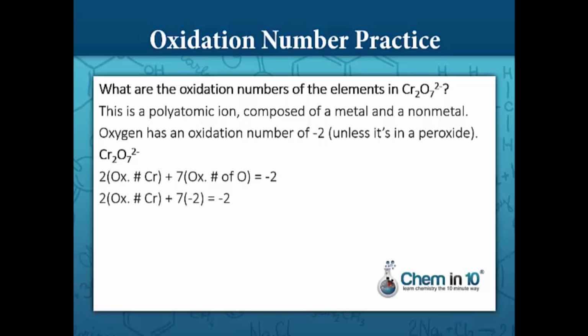We know that the oxidation number of oxygen is -2. So 2 times the oxidation number of chromium minus 14 is equal to -2. We add 14 to each side, and we get that 2 times the oxidation number of chromium is equal to 12. We divide each side by 2, and we get the oxidation number of chromium to be 6+.